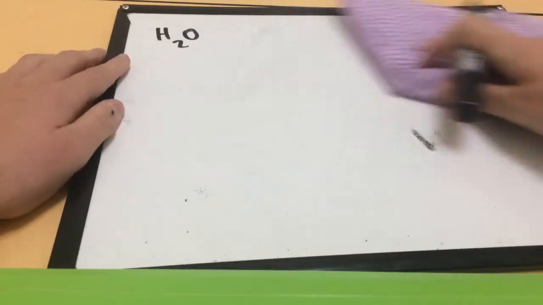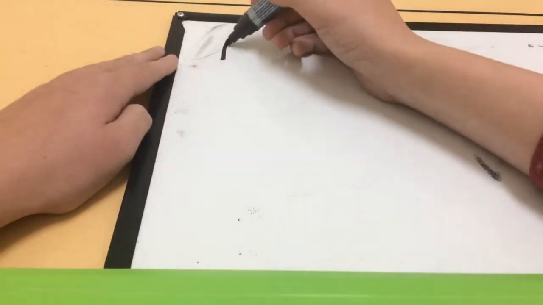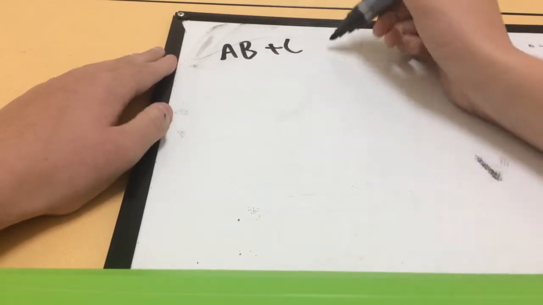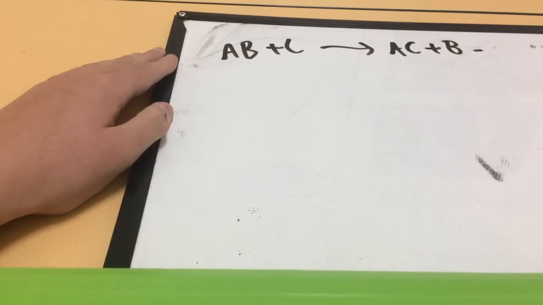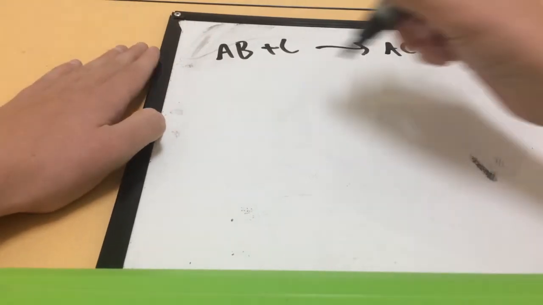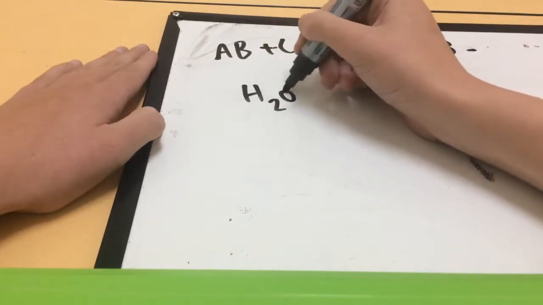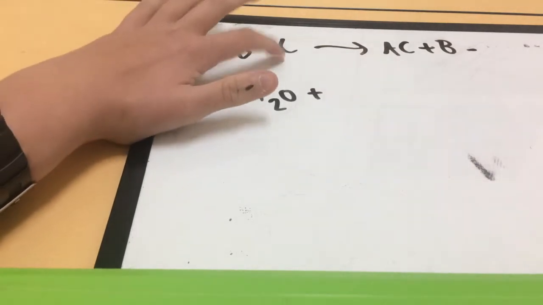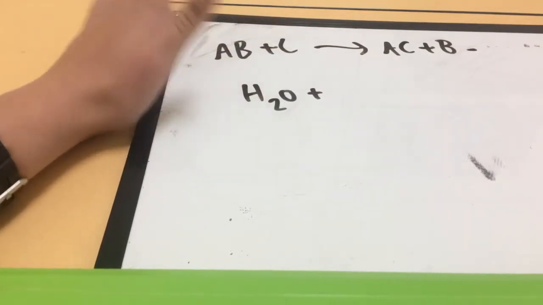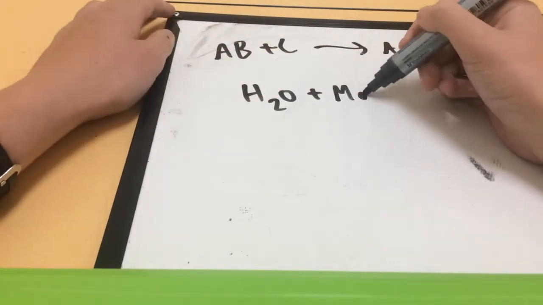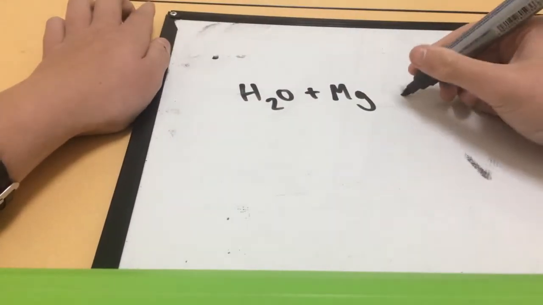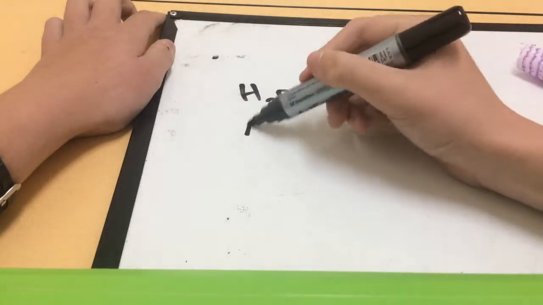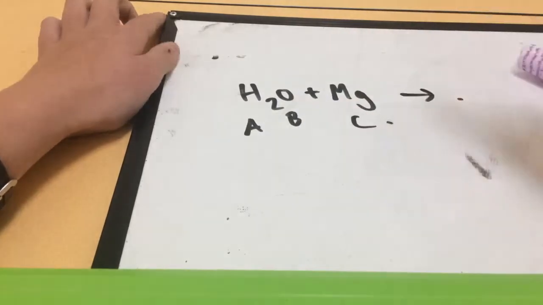Oh, actually, no, I forgot to go through the last. Right, I'm going to go through the last type of reaction, which is AB plus C becomes AC plus B. Okay? Let's just go through this one real quick. So I'm going to have H2O, and I'm going to add a pure element. I'm going to add magnesium to it. Element 12, magnesium. And what are we going to get? We're going to get this. So we determine that that's AB and that's C.